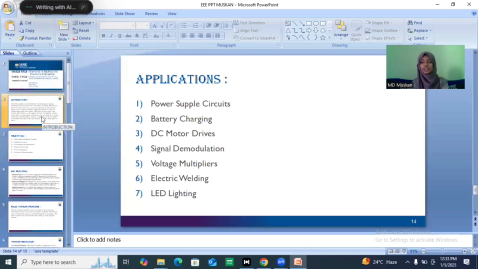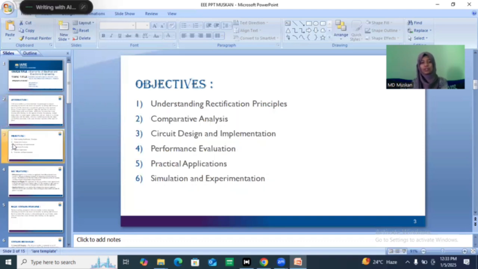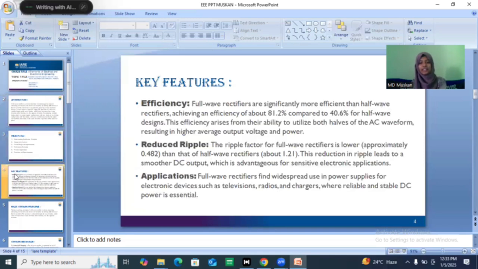I introduced the topic. I already told you that a full wave rectifier is an electronic device used to convert AC current into DC current by utilizing both halves of the AC cycle. Then I discussed the objectives of the full wave rectifier, and then the key features. Here I told about efficiency and reduced ripple. I also told that the full wave rectifier has more efficiency compared to the half wave rectifier, double the half wave rectifier's efficiency.